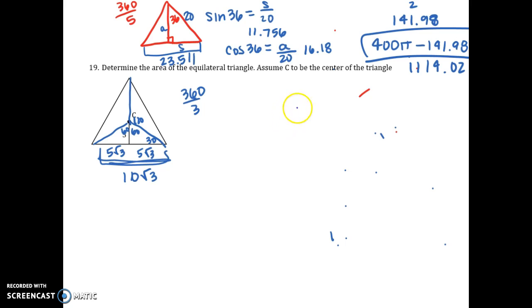So you could do apothem times perimeter. Your apothem is 5. Your perimeter would be 3 times 10 root 3, which would be 30 root 3. And then divide your answer by 2. Don't go to your calculator for this, because you can divide 30 by 2 and get 15. And then 15 times 5 is 75. So 75 root 3 is your answer.